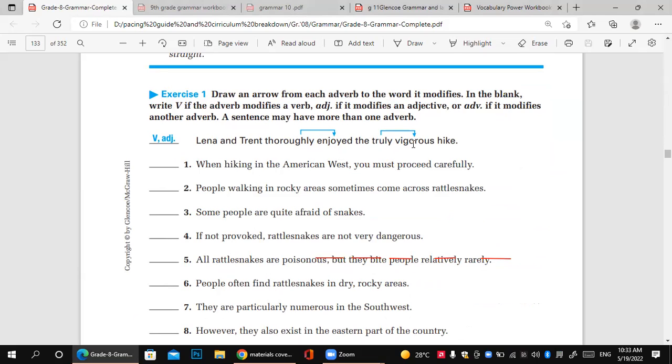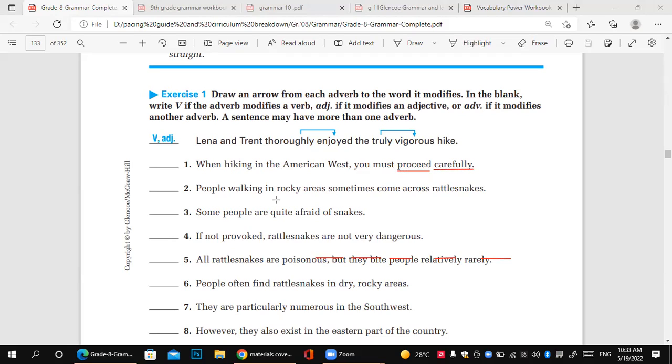Number one: when hiking in the American West, you must proceed carefully. Of course, the adverb here is carefully. So what does it modify? It modifies the verb proceed.